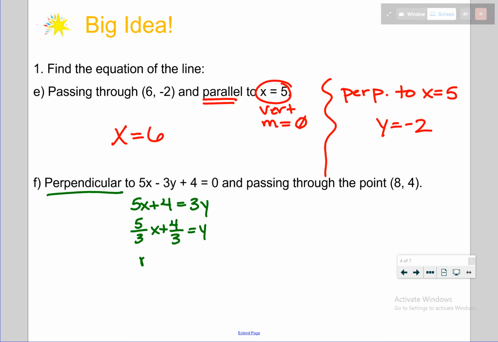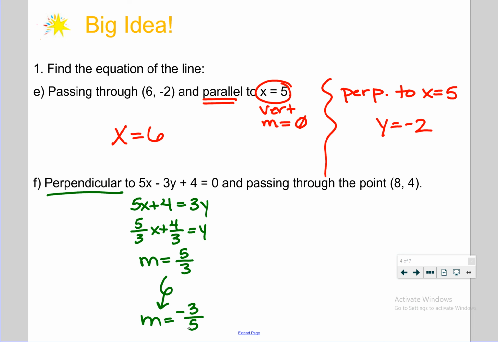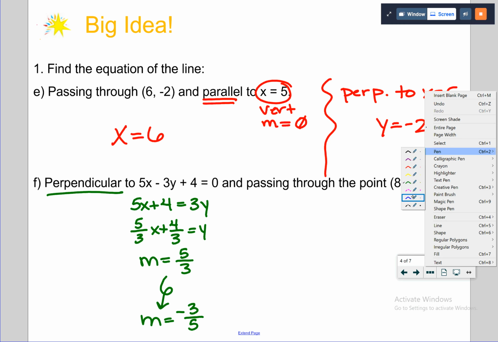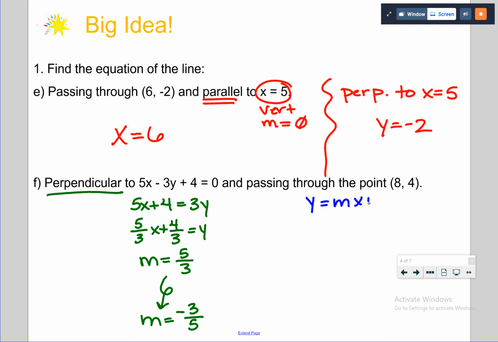What's my slope? 5/3. Is that the slope I'm going to use in my answer? No. Why am I not going to use 5/3? I need the opposite reciprocal, which is what? -3/5. Now, if the problem said parallel, I would just use the 5/3. So it's actually one less step if you see the word parallel. But other than that, it's going to be identical. All right. After this now, it's the same as yesterday. So y equals mx plus b. M is -3/5. X, I want to go through that point, is 8. Y is 4. What is -3/5 times 8?